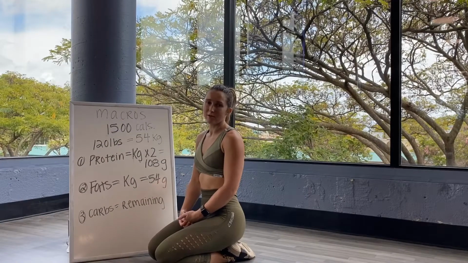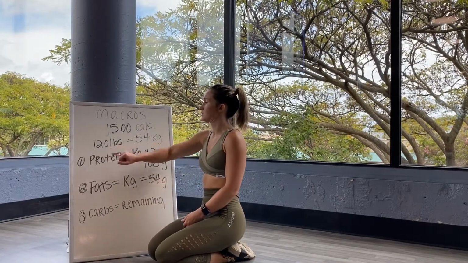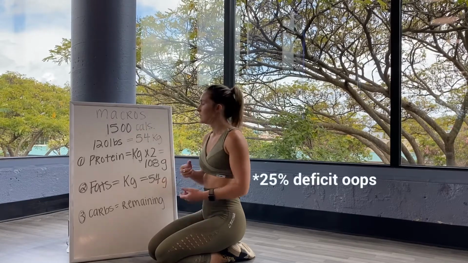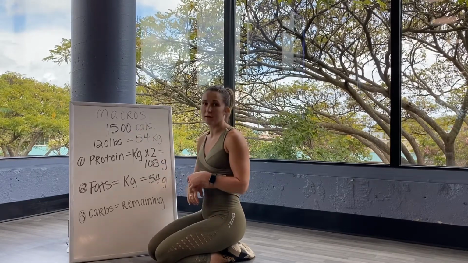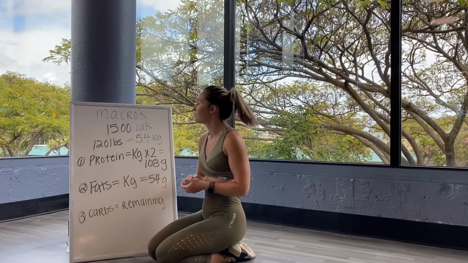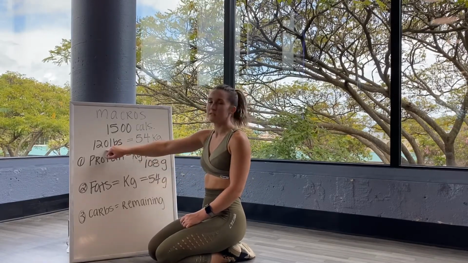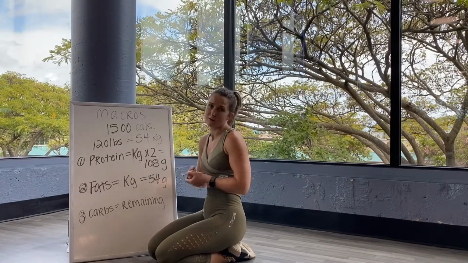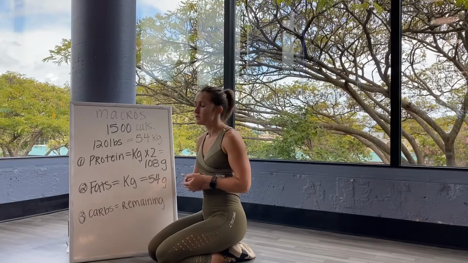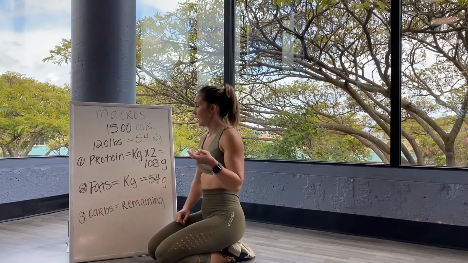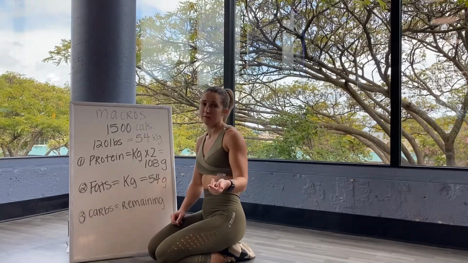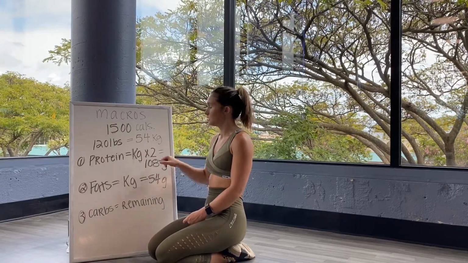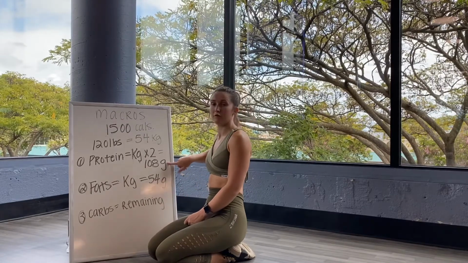Okay, so to calculate our macros, we're going to use our 120-pound person that's on a 1,500 calorie deficit. I like to convert my pounds to kilograms because it makes the equations a little bit more simple. So 120 pounds into kilograms is roughly 54 kilograms. First off, we're going to calculate our protein. I usually start people off with about 2 grams of protein per kilogram of body weight. So we do 54 times 2, and we get about 108 grams.